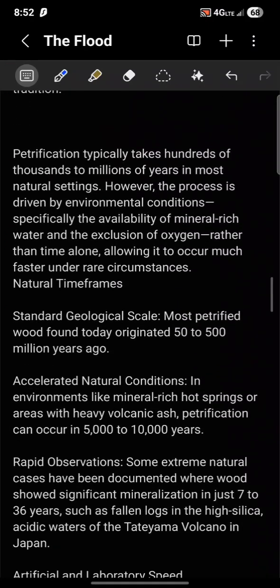Petrification typically takes hundreds of thousands to millions of years in most natural settings. However, the process is driven by the environmental conditions, specifically the availability of mineral-rich water and the exclusion of oxygen rather than time alone, allowing it to occur much faster under rare circumstances.